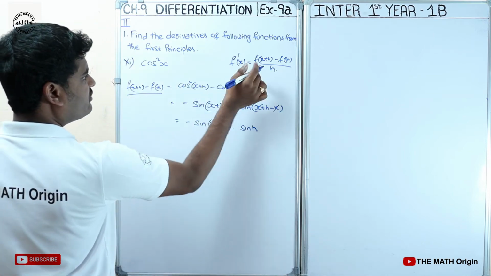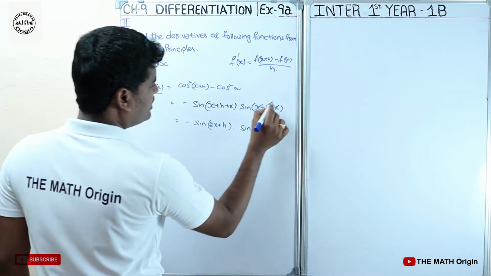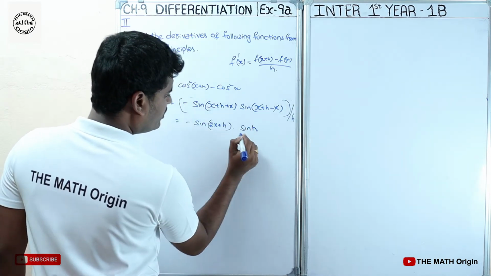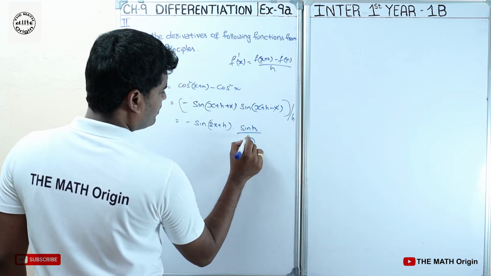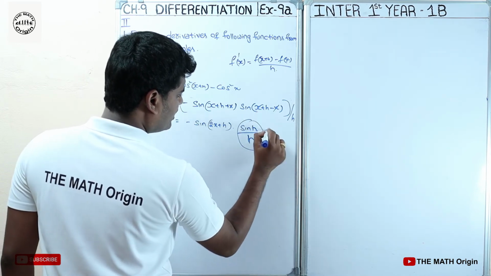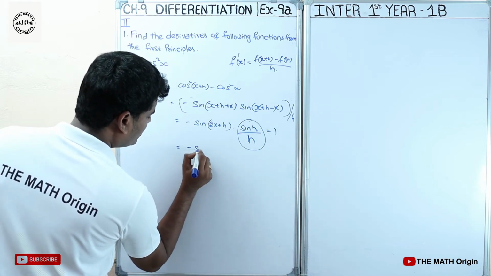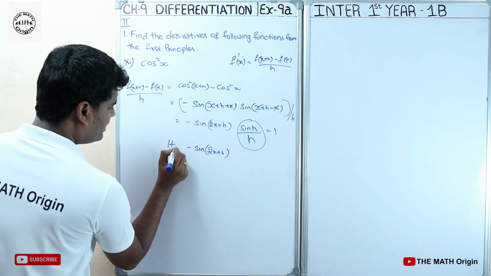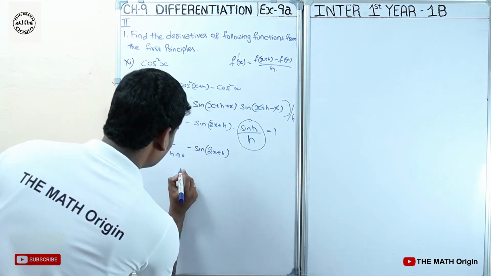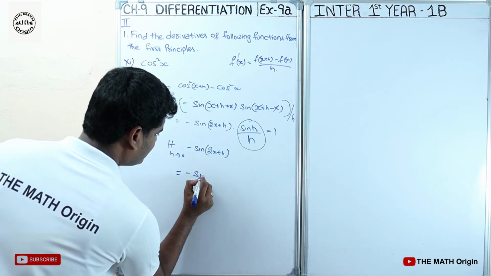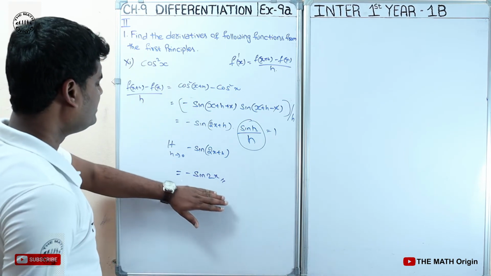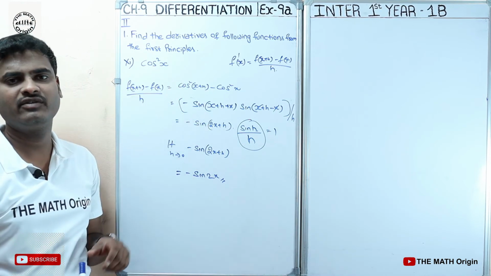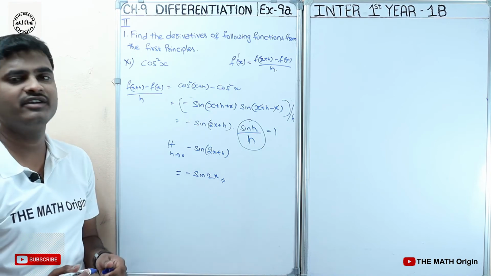Also, according to the formula, we will have the whole divided by h. Here also it will be the whole divided by h. Sin h by h is equal to 1. Therefore, that is equal to minus sin 2x plus h. Now I will apply limit h tends to 0. Therefore, that is equal to minus sin 2x, which is the derivative of cos square x. With this, we completed the 11th bit from the first question, and all bits have been completed from the first question.